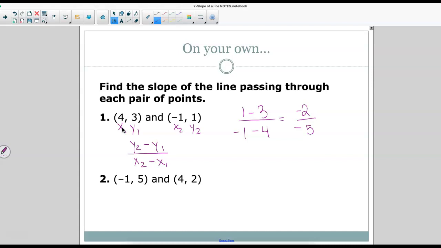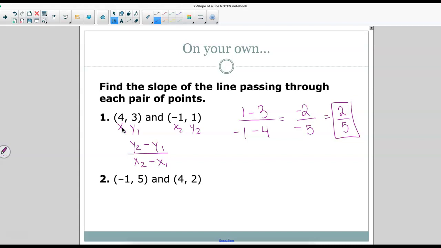y2 is 1. y1 is 3. 1 minus 3. x2 is -1. x1 is 4. -1 minus 4. You can never leave a negative over a negative as an answer. That just becomes a positive. So you would say it's 2/5 as your answer.